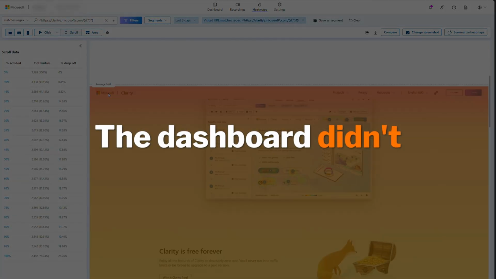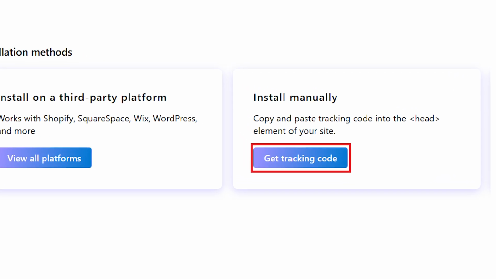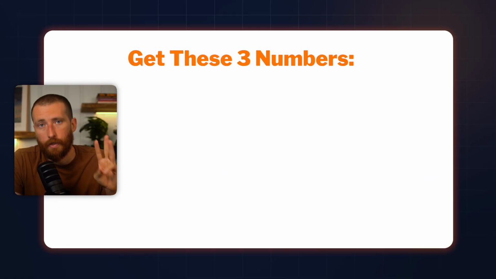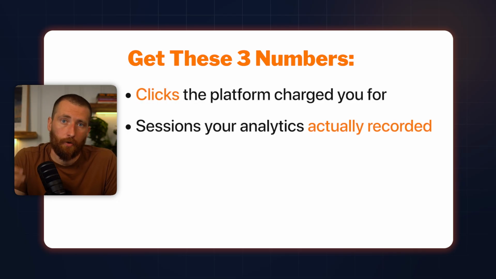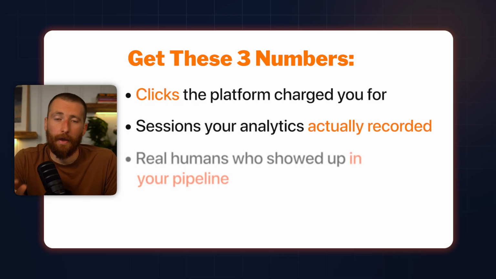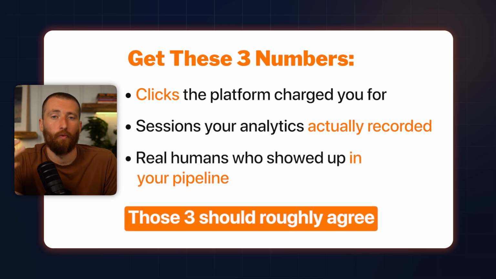The dashboard didn't. So here's the check that you can implement today, and it takes 10 minutes. Go to Clarity, it's completely free, and install it on one of your websites. Then get these three numbers: the clicks the platform charged you for, the sessions your analytics actually recorded, and the real humans who showed up to your pipeline. Those three should roughly agree. They'll never match perfectly, that's totally normal, but when there's a canyon between them, that's a gap in your signal.